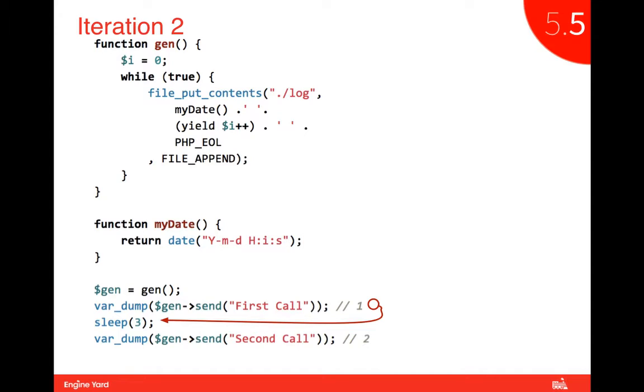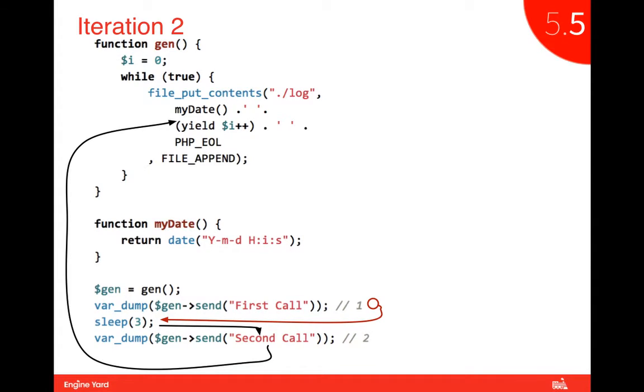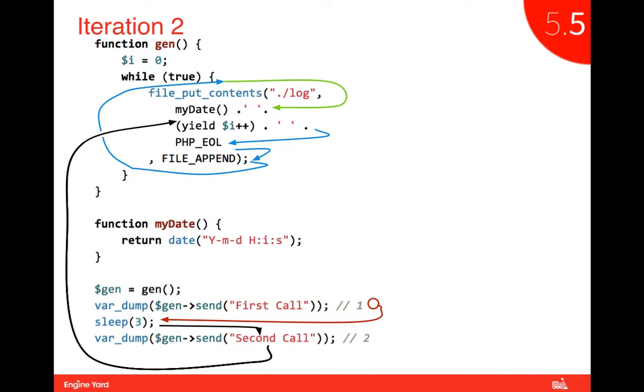Alright, so the second iteration, we go down to our sleep 3, so we wait 3 seconds, and then we call send again. We jump right back up to where we left off before. So we've already called my date. And we complete this expression of adding the space and the new line. We complete the file_put_contents, which has the date from the first iteration. We go back up to the top of the loop, call my date again. Go back to the yield, and that is when control is handed back.